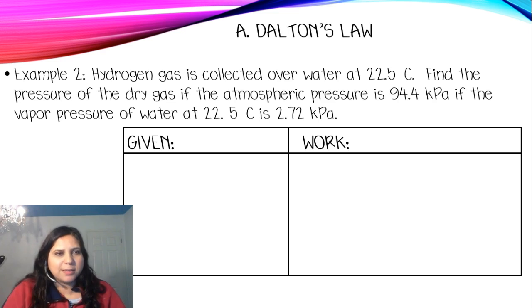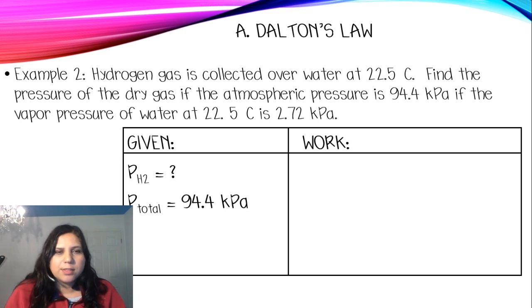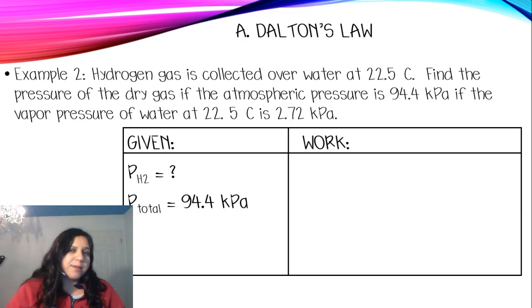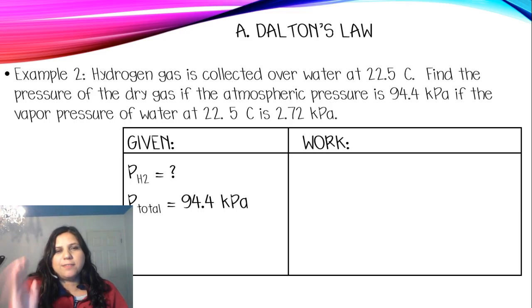For our first example, hydrogen gas is collected over water at this temperature. Find the pressure of the dry gas if the atmospheric pressure is 94.4 kilopascals. The vapor pressure of water at 22.5 degrees Celsius is 2.72 kilopascals. Let's read that. As far as my givens go, I'm trying to find the hydrogen, so I'll put a question mark. It doesn't say total, but it does say atmospheric pressure. As that gas is collected, it will be at the same pressure as the atmospheric pressure around it, because those pressures are going to be equal. So if we measure the atmospheric pressure to be 94.4, that's going to be our total pressure.